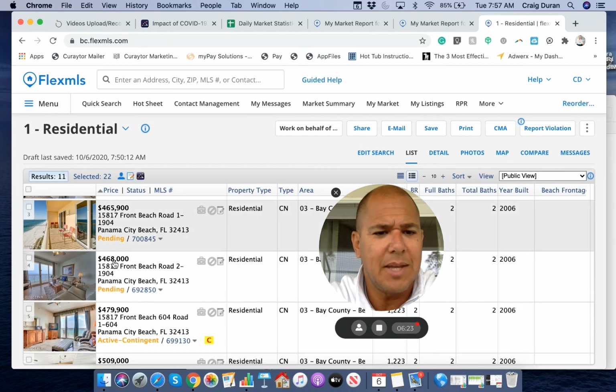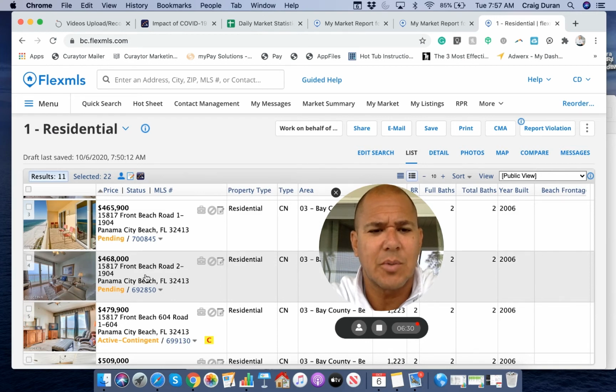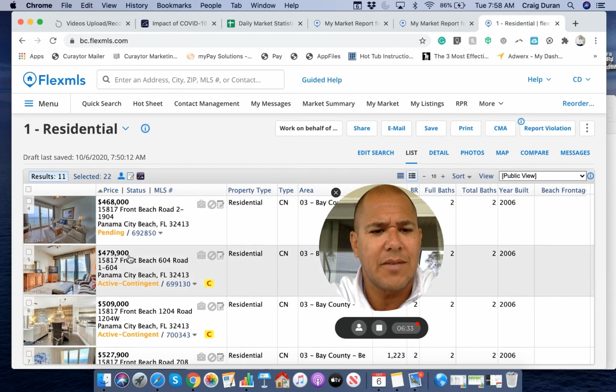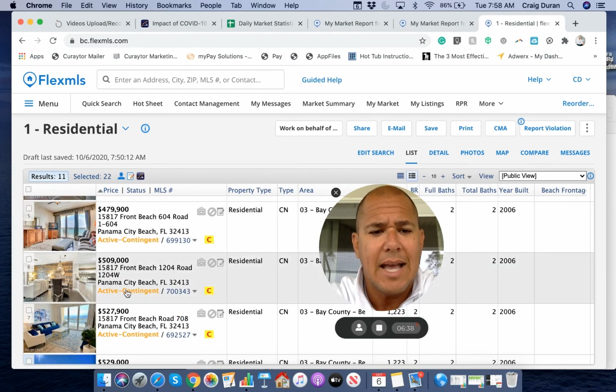Any of these pending, active, contingent mean it's under contract. So these are the asking prices. These are not the sales prices. $465,900, $468. Asking price $479,900. Asking price is under contract $509,000. Asking price is under contract.